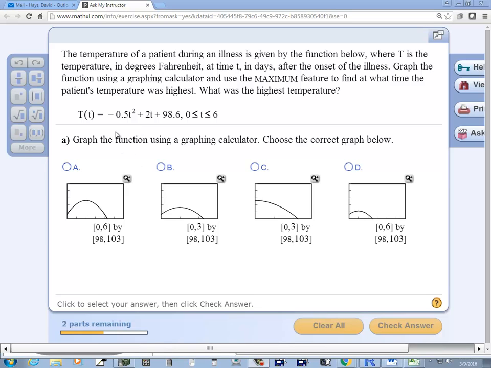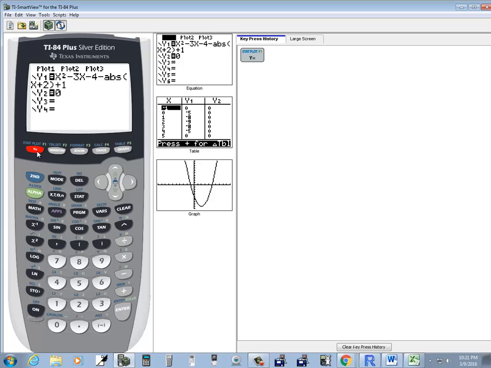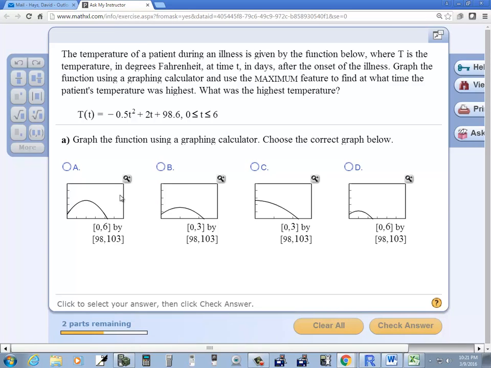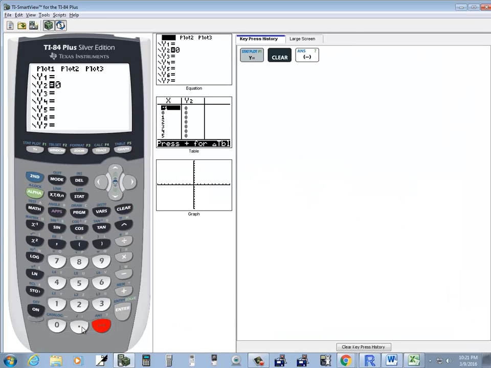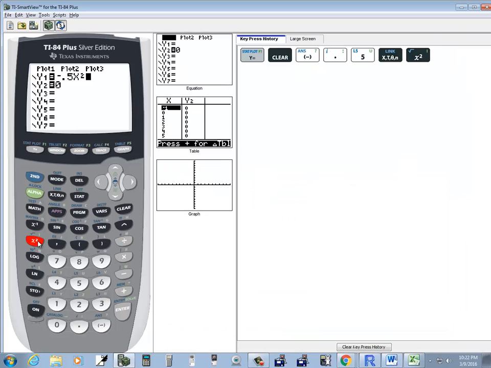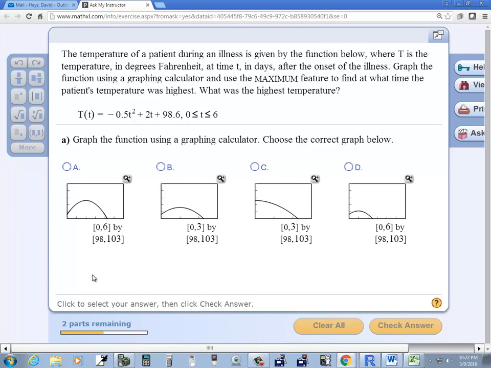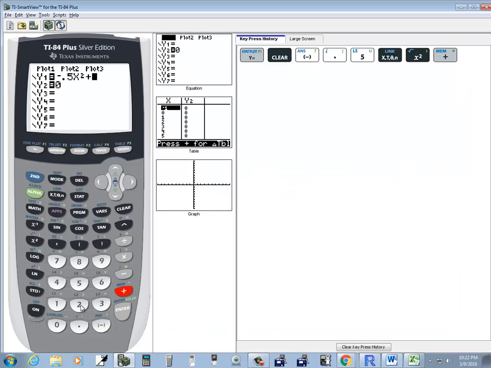Okay, let's take a look at this. I'll go to my y equals, clear. And we got negative 0.5. The negative is under one, very bottom row. 0.5 t squared, we'll just use x. Different variable, but exact same idea. Plus 2x plus 98.6.